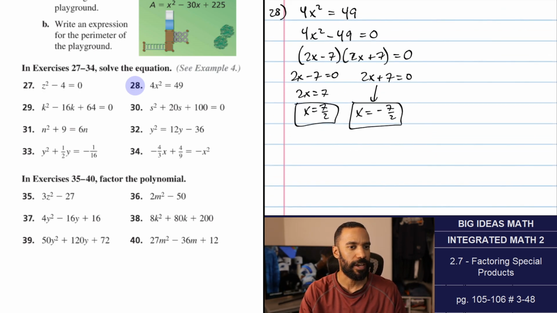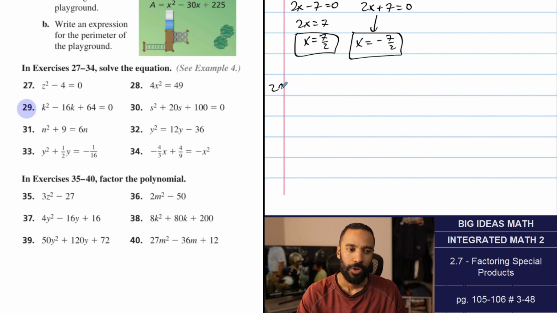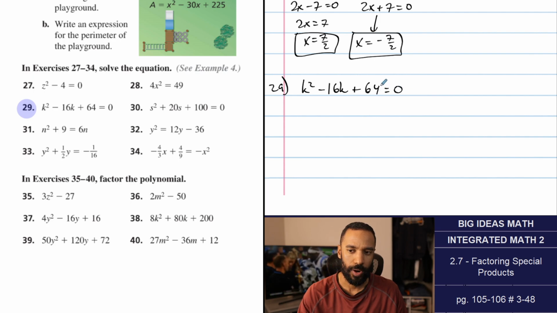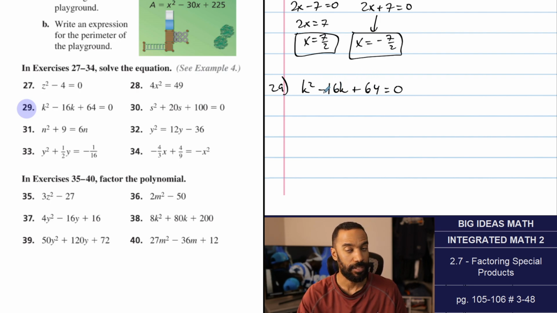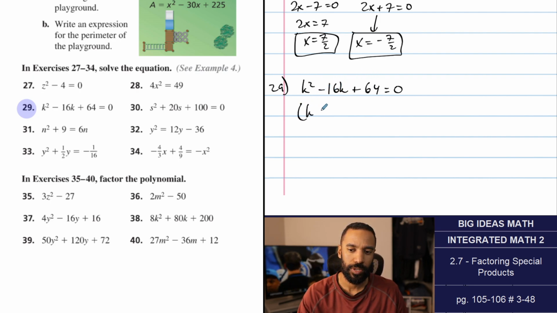Maybe we can go pretty fast on those if we recognize that's exactly what happens on the problems. Number 29. We have k squared minus 16k plus 64 equals 0. This is a trinomial, but not just any old trinomial. It's a perfect square trinomial. K is squared, 8 is squared. This is double 8k, negative 8k. So this factors into k minus 8 quantity squared.